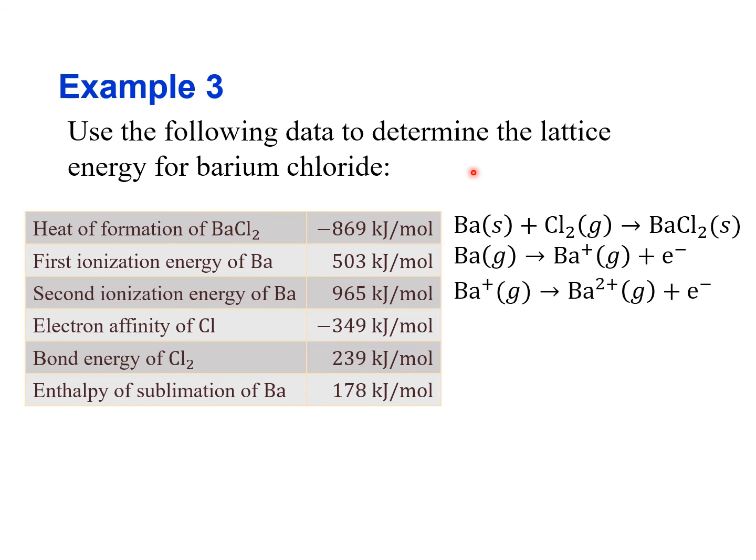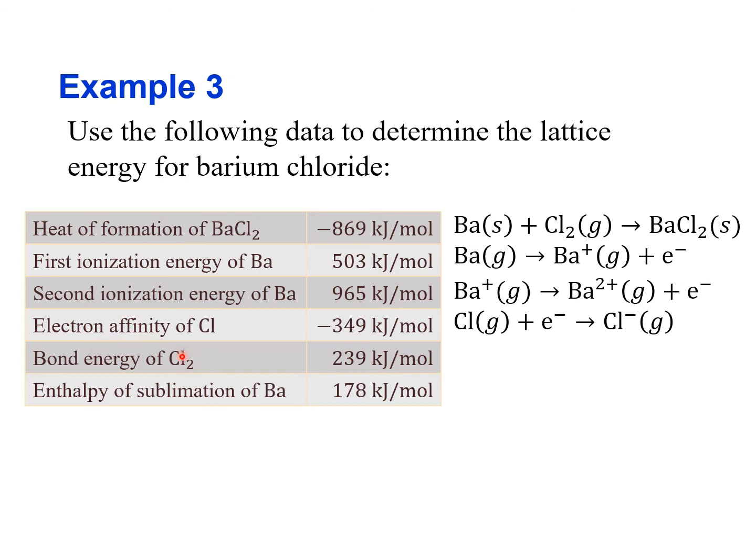The second ionization energy then would be when that barium plus ion then loses a second electron to become Ba2+, and you can see that it's 965 kilojoules per mole. Electron affinity is going to be the opposite. It's about gaining an electron. So in this case, chlorine is going to gain an electron. Again, notice once again the chlorine is in the gaseous state, so it becomes Cl-.